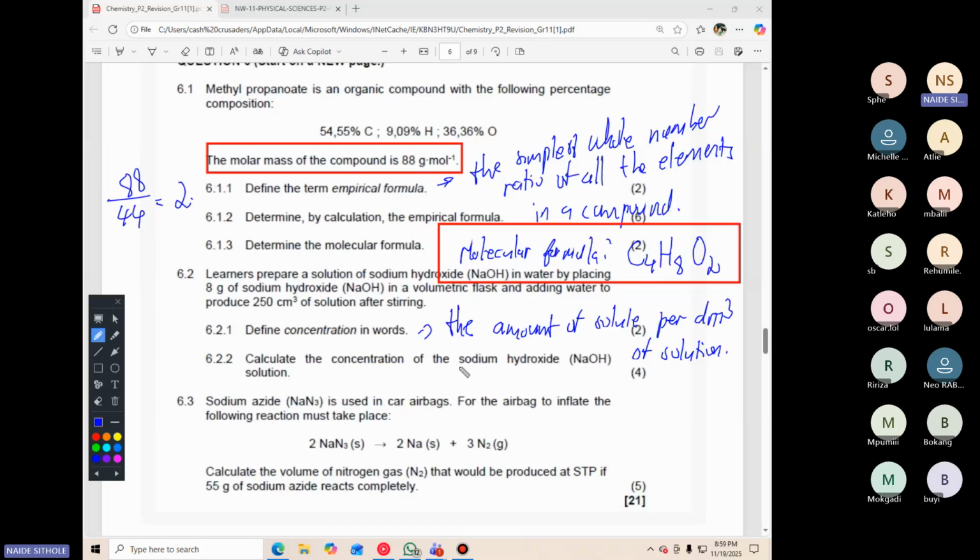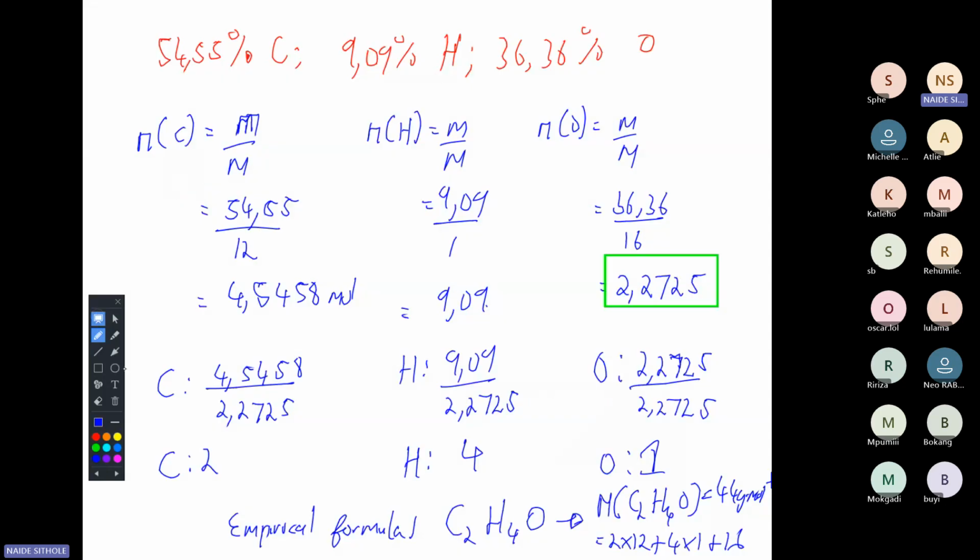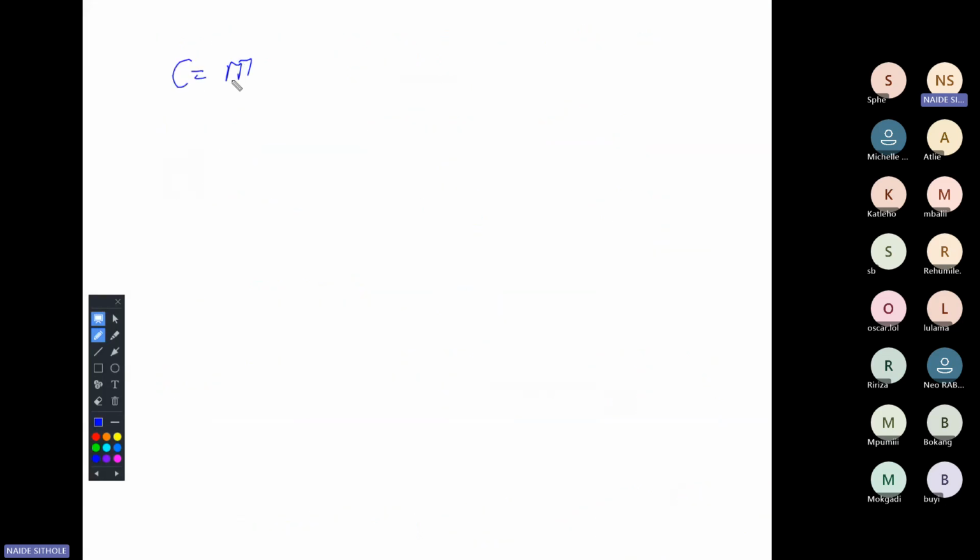Calculate the concentration of the sodium hydroxide solution. We have 8 grams, we have 250 centimeter cube. Now, there are two schools of thought here. The ones that will go with the formula, C is equals to m over MV, which is straightforward. You are given your mass is 8 grams, and this is for sodium hydroxide. So what is the molar mass of sodium hydroxide?